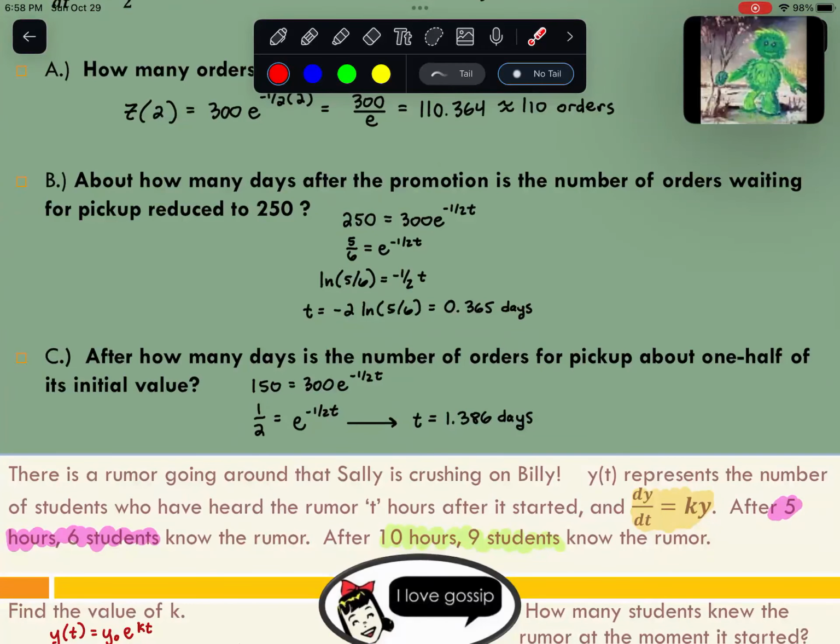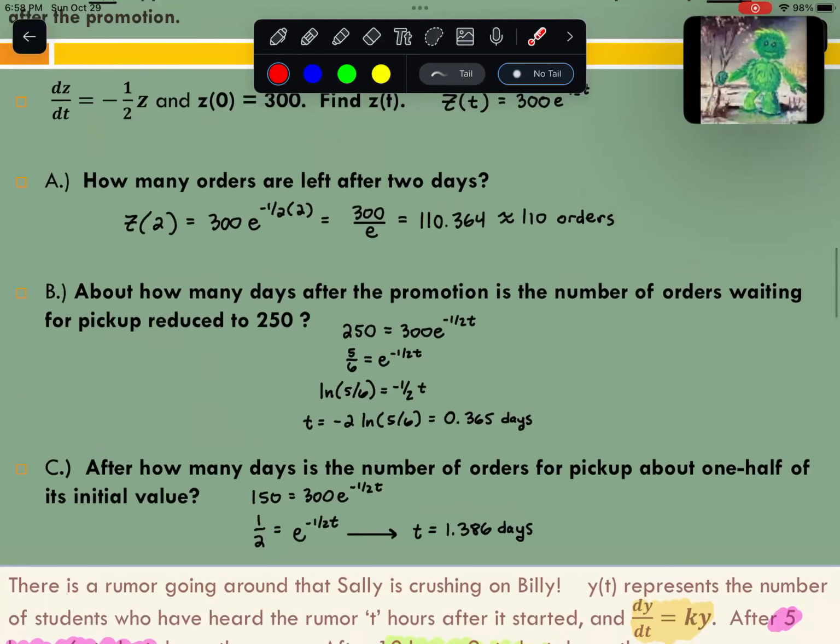After how many days is the number of orders about 1/2 its initial value? Initial value, again, being the 300. We want our amount to be half of that. Not a coincidence, we end up with a 1/2 on the left side after some manipulation. And then go ahead and try the same tricks as the previous problem. See if you agree with my answer, t equals 1.386 days. So that was actually a decay version of an exponential model.